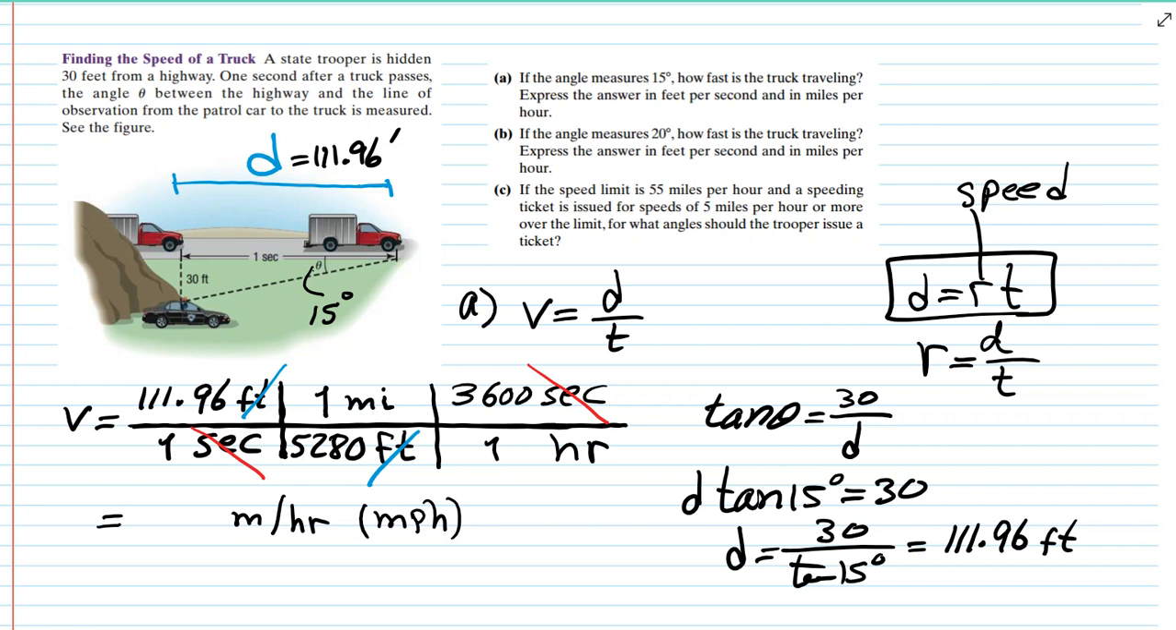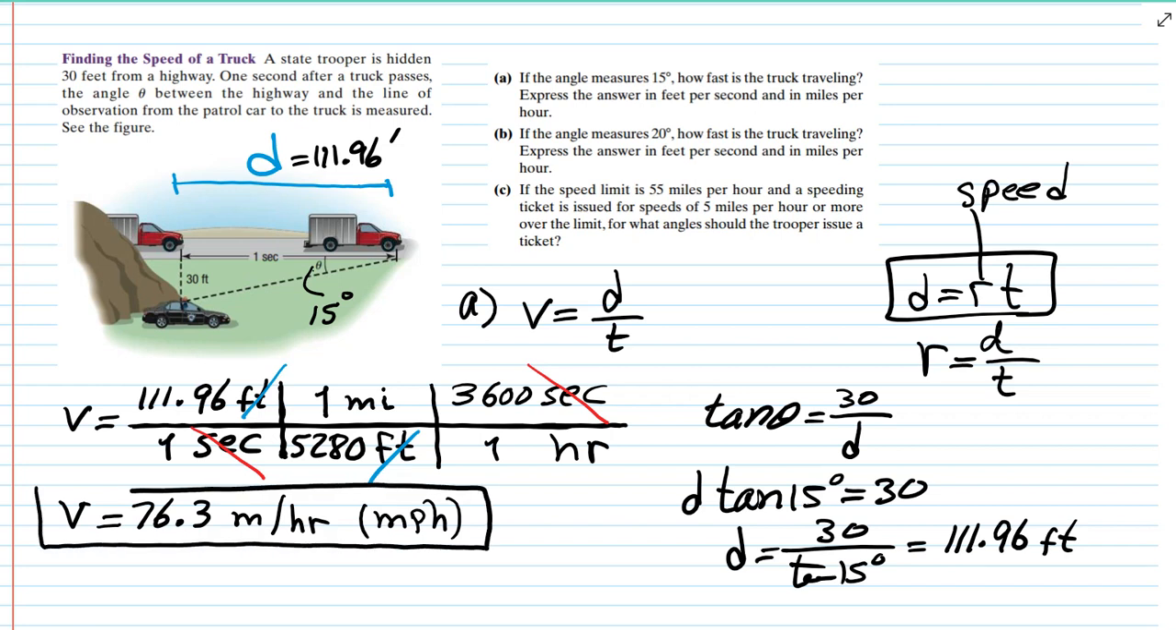And the answer that you get is about 76.3 miles per hour. So that's how fast the truck is moving. It was kind of fast for a truck, considering the mobility of a truck is limited. So that's a good haul. And there's the answer to part A. Got part A done.